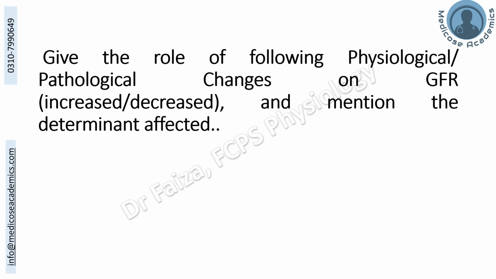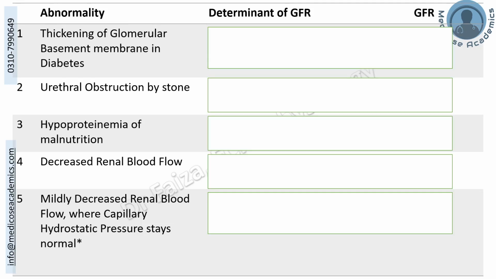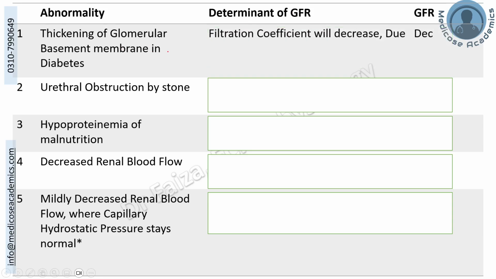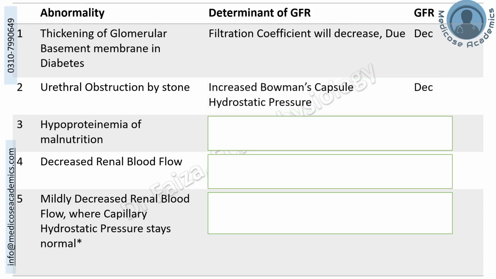So I hope now you can go through this exercise and predict the impact of the given case scenarios on the GFR. Starting from the thickening of the glomerular basement membrane, you have to tell which determinant is being affected and what is the impact on GFR. Now, if there is thickening, the hydraulic conductivity will decrease, the filtration coefficient will decrease, and so will the GFR. Ureteral obstruction by stone will increase the Bowman's capsule hydrostatic pressure and decrease GFR.